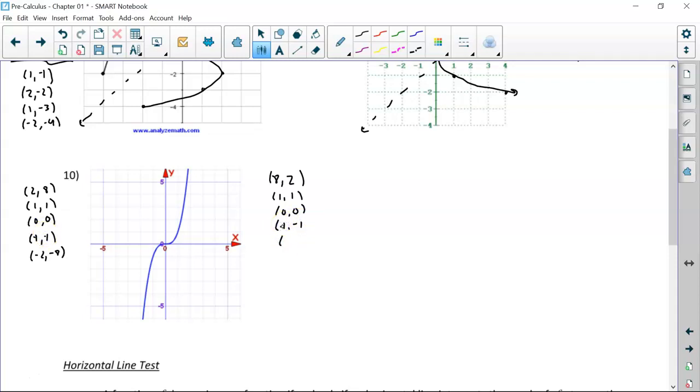Negative 1, negative 1, and negative 8, negative 2. So we're at negative 8, we'd be at negative 2. Back here. Negative 1, 1. 0, 0. 1, 1. 8, 2. So about there. So our inverse would look, didn't go far enough, would look like this. You know, it's kind of tight there, but it is the reflection along that line of y equals x.